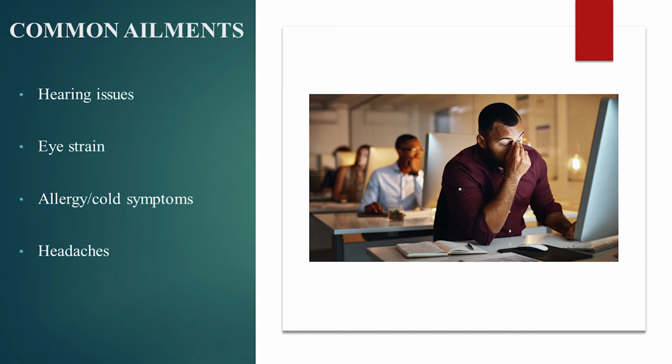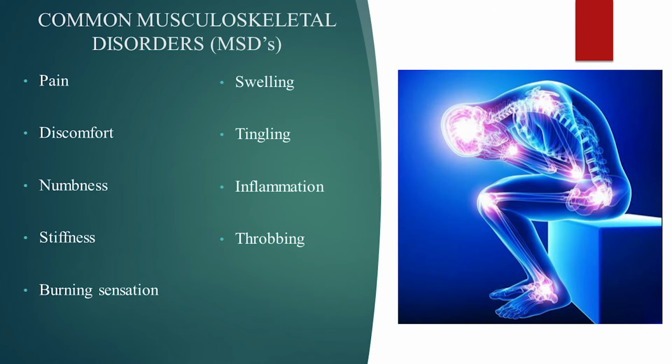Common ailments that may be caused by the work environment include hearing issues from excessive noise and eye strain caused by poor lighting and computer glare. Another common ailment is allergy symptoms caused by temperature control issues, poor housekeeping, or poor ventilation. Headaches are also frequent ailments, which could be caused by any of the risk factors mentioned earlier. The physical risk factors mentioned earlier can also cause common musculoskeletal disorders, otherwise known as MSDs. Some examples of common MSDs include pain, discomfort, numbness, stiffness, burning sensations, swelling, tingling, inflammation, and throbbing.